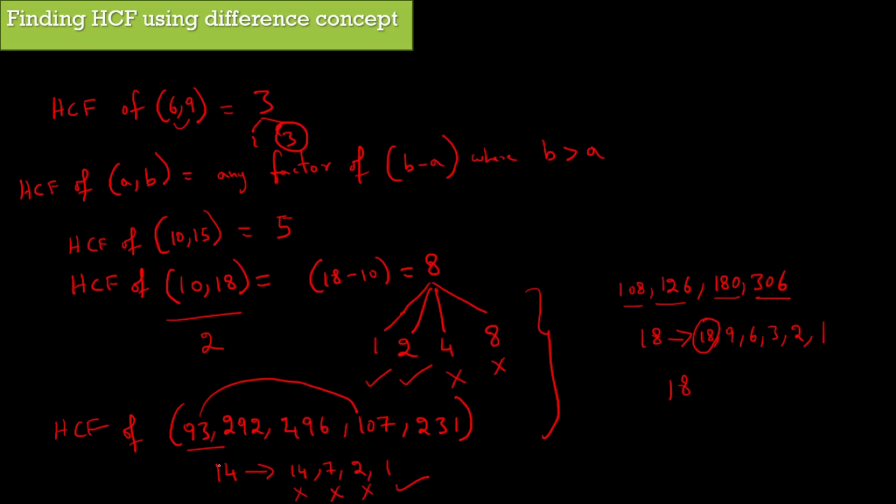Okay, now we have one more concept called the co-prime concept to find out the HCF, which will be very helpful for us for some particular questions. We'll see that now. Now let's see how to find HCF using the co-prime concept. Let us say we need to find the HCF of 50 and 60.